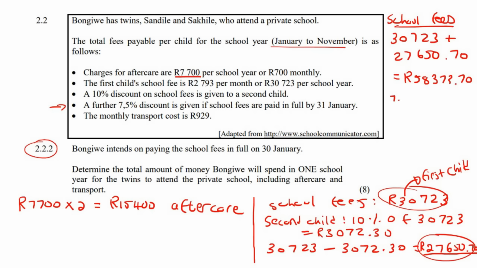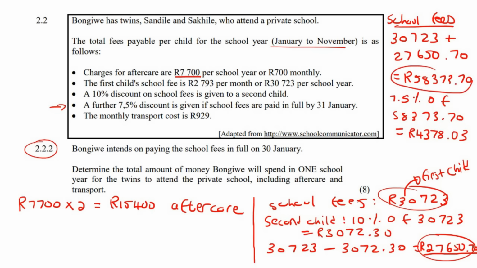So let's quickly see what 7.5% of 58,373.70 will be. Okay, it's about 4,300 Rand is the discount. I'm going to round to 2 decimal places. That'll be 4,378.03. So what will the new school fees be?